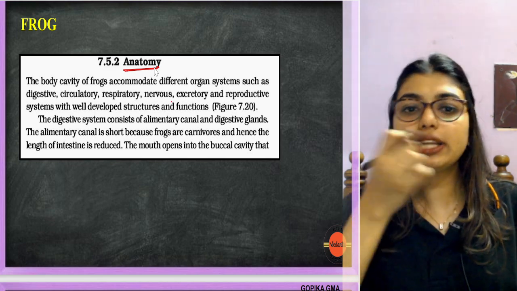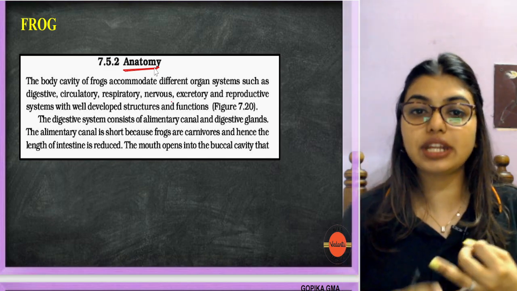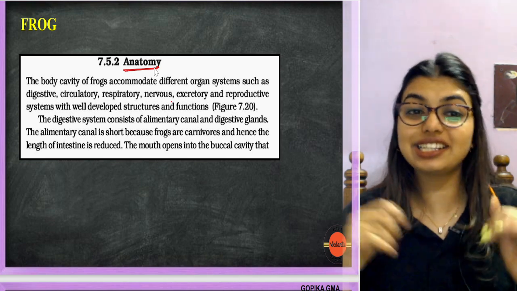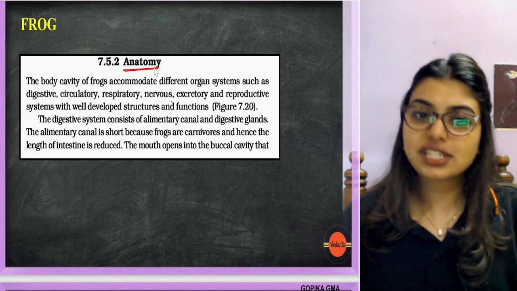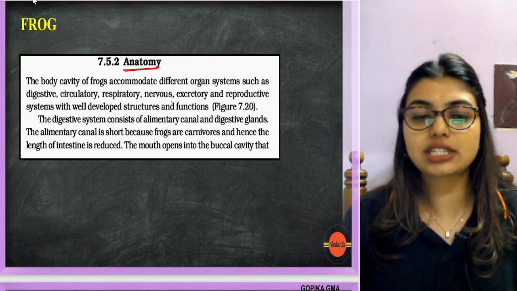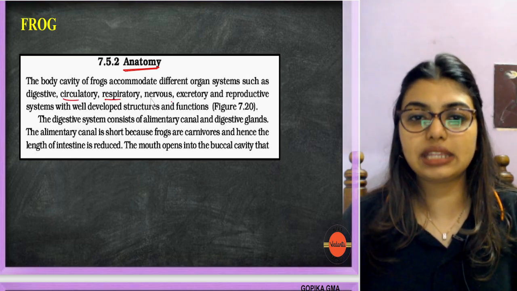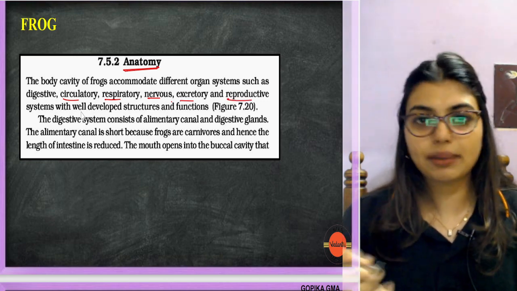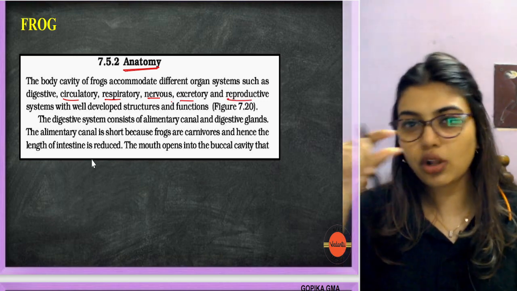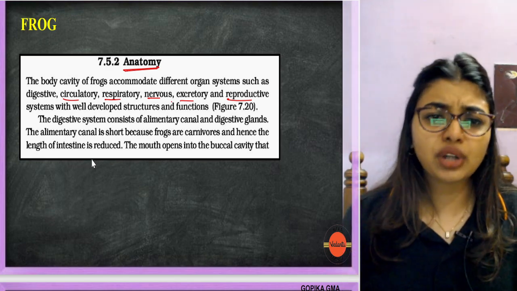Okay, the body cavity of frog accommodates different organs such as digestive, circulative, respiratory, nervous, excretory, reproductive system with well-developed structure. Yes or no? These are all the systems that you study, right? Digestive system is deleted from your syllabus. Otherwise, now you study body fluids and circulation, breathing, neural system, excretory system, reproductive system, and chemical coordination. Okay, here also one small paragraph is given about chemical coordination.